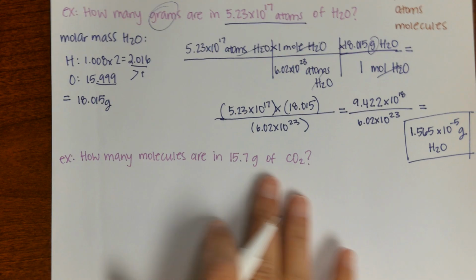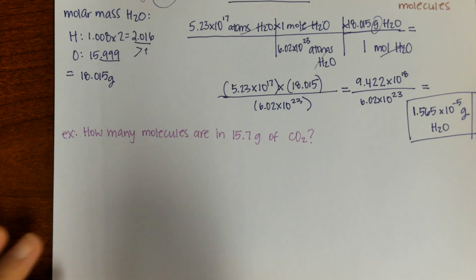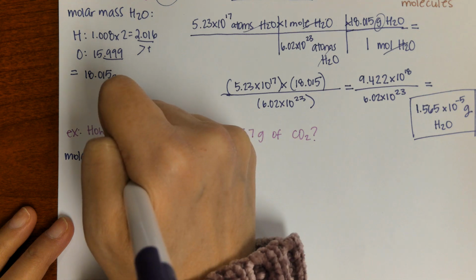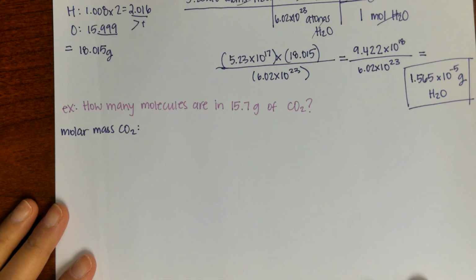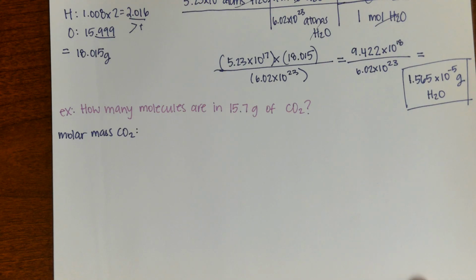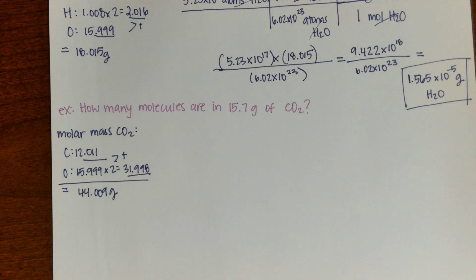So okay, again, if there's any grams anywhere in the question, just right away find the molar mass, so that way you have it ready to go for your calculation. So I would pause this video, actually try to find the molar mass by yourself, and then unpause to check your work on your molar mass. So you should get 44.009 as your molar mass for CO2.